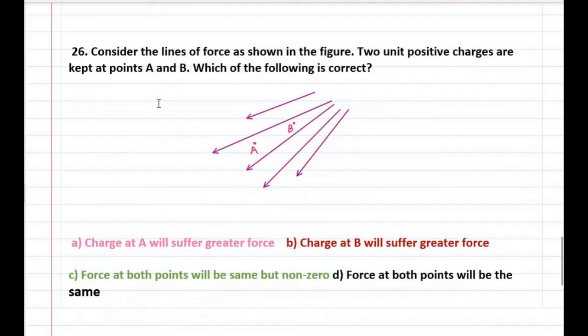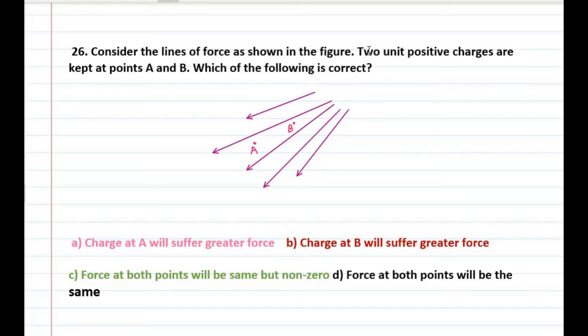Next, consider the lines of force as shown in the figure, the electric field lines. Two unit positive charges are kept at points A and B. Which of the following is correct? Charge at A will suffer greater force. Since it's a positive charge, the electric field lines are coming away from these charges A and B. So A and B will be positive charges. Okay, charge A will suffer greater force?